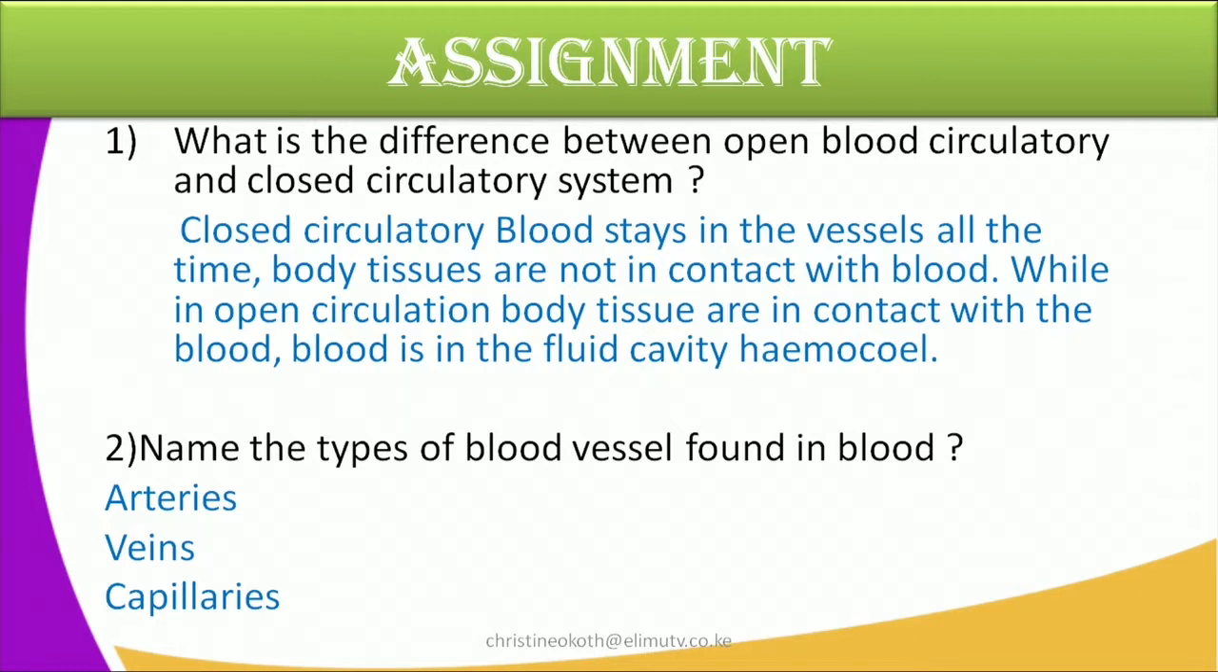Then question number 2 was, name the types of blood vessels which are found in the body. The 3 main types of blood vessels are: 1, the arteries, 2, the veins, and 3, the capillaries. So we're going to learn about these in the other lessons. So that is what was expected of you in your assignment.